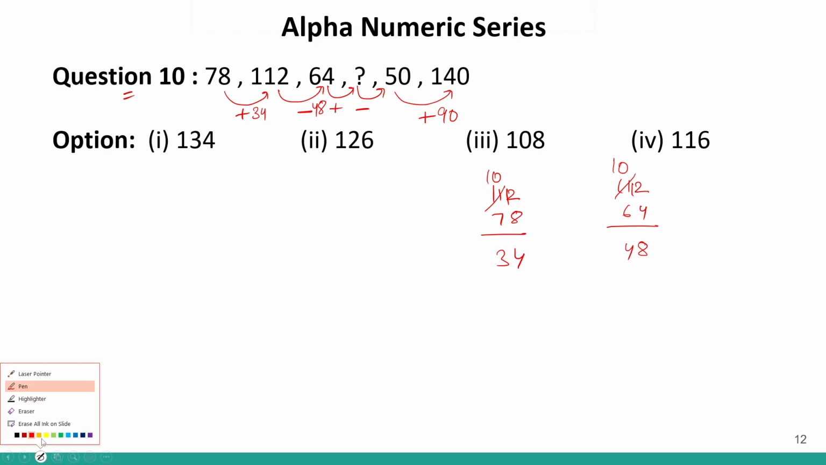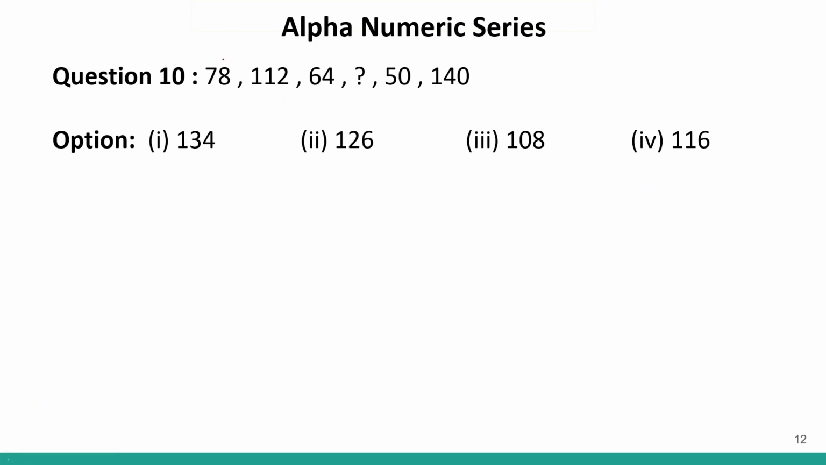So let us try a different way. Now if I notice these numbers are smaller. Correct? And these numbers are larger. So now maybe this is a combination of two series. Correct? So first series will be 78, 64 and 50. And the next series can be 112, the missing term and 140.